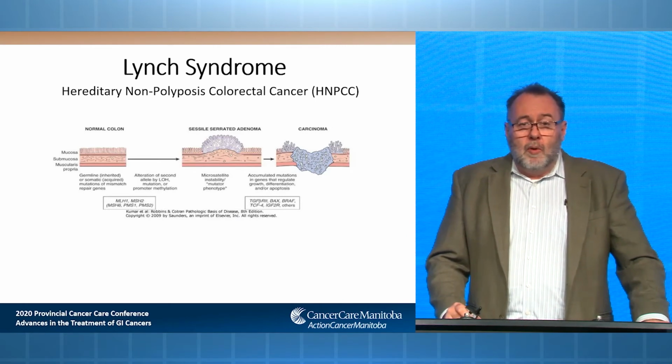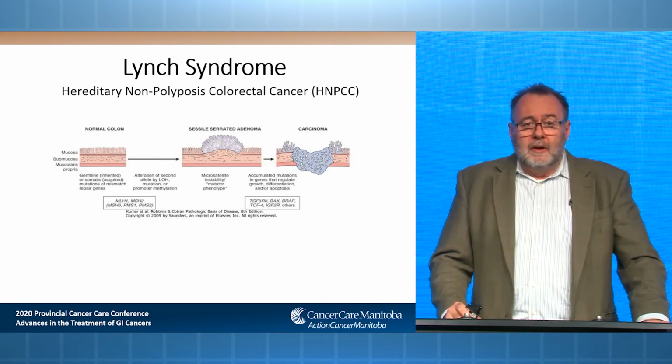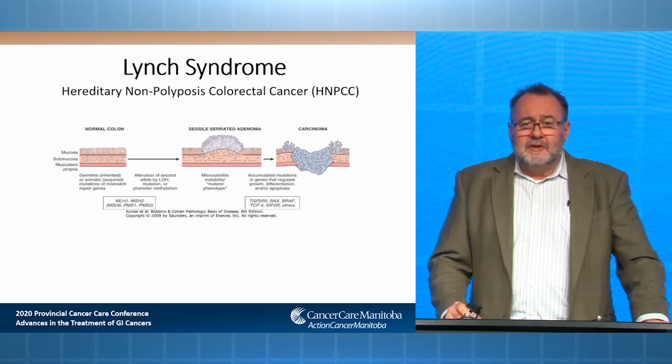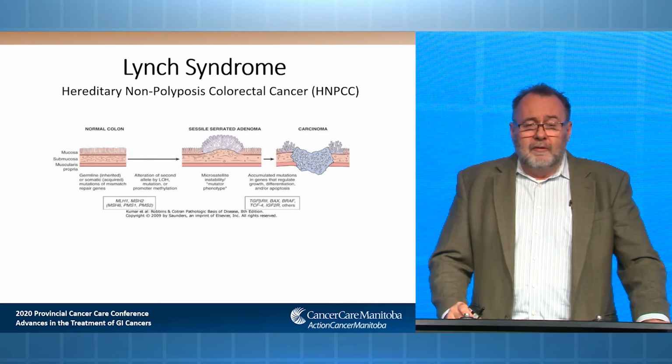So, importantly, what's important about Lynch syndrome and how different it is to FAP is that there are no multiple polyp precursor lesions to be found. These cancers arise through a very different mechanism. Typically, the precursor lesions are adenomas rather than polyps. They're very flat and often very hard to detect through colonoscopy.